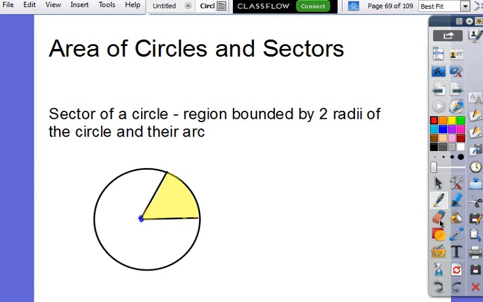So you've got two parts. You'll always have two sectors whenever you're doing these problems. It may be small and big, shaded, unshaded, whatever they call it. You've got two of them that you're going to have to solve for.